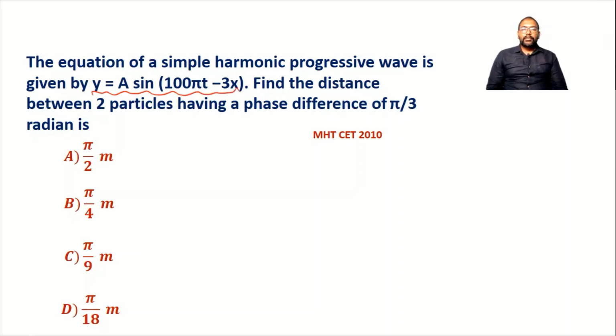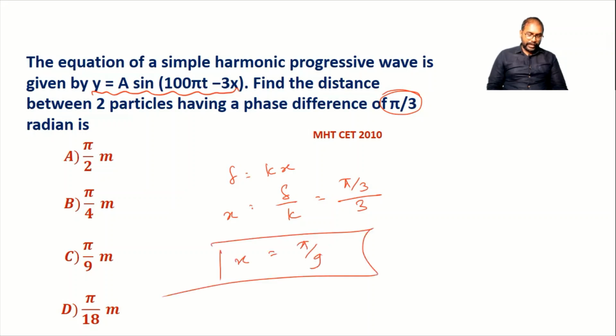See this question. The equation of a simple harmonic progressive wave is given by this. Find the distance between two particles having a phase difference of pi by 3. Again, distance we have to find out. So delta is equal to kx is the formula. x is delta by k. Now delta is pi by 3 divided by k, which is 3. Now here it is coming pi by 9. So x is equal to pi by 9 and everything is in the SI system. So pi by 9 meter is the right option. This question is similar to the previous one.